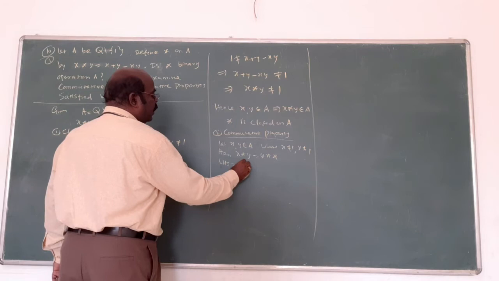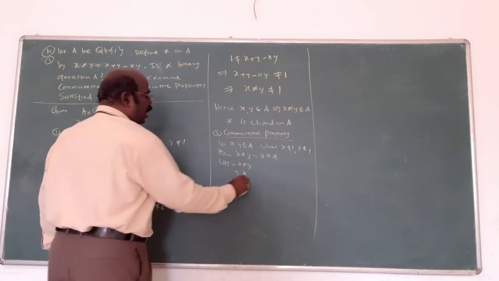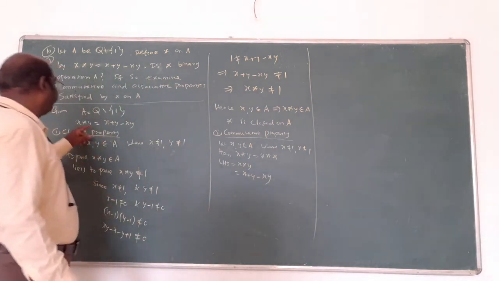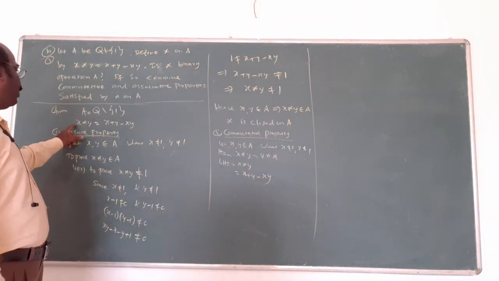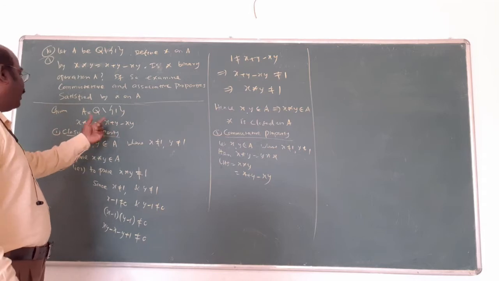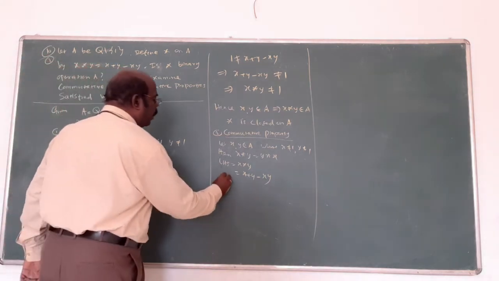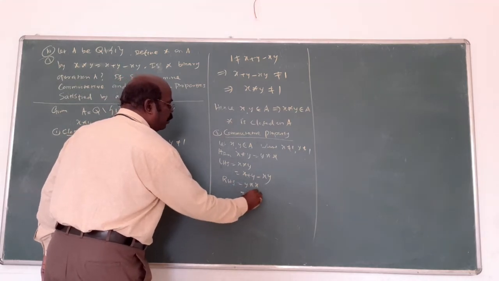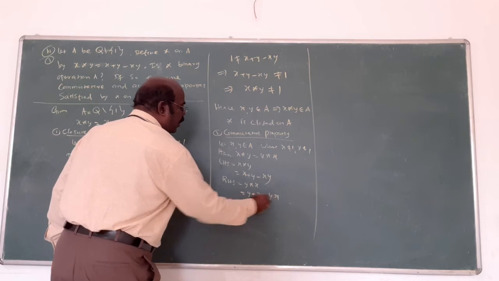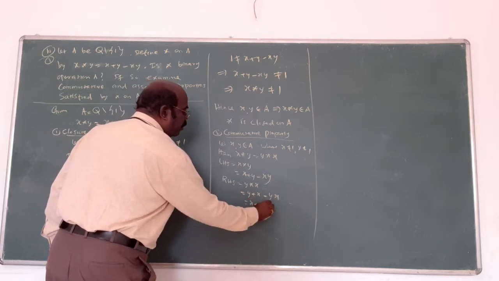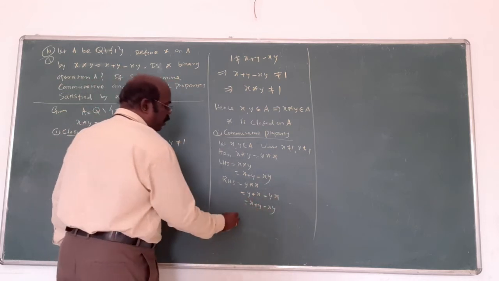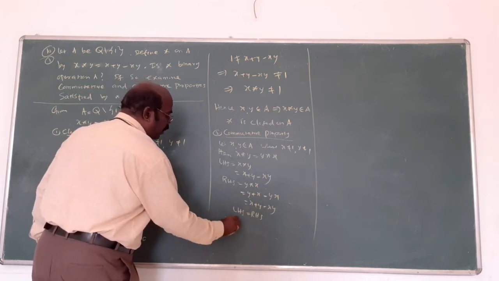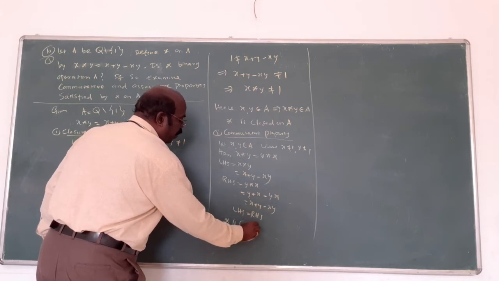You will put LHS for this. What is LHS? x star y. x star y is what? As per the definition, adding both minus xy. This is already given. Star means adding both minus multiply. Now RHS is what? y star x. What is the formula? Adding both minus multiply. This can be written as x plus y minus xy. Anyway, let's just apply this. Therefore, star is commutative on A.